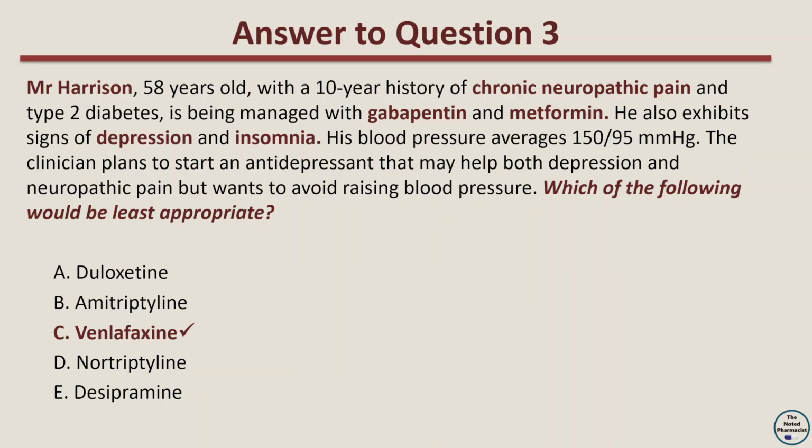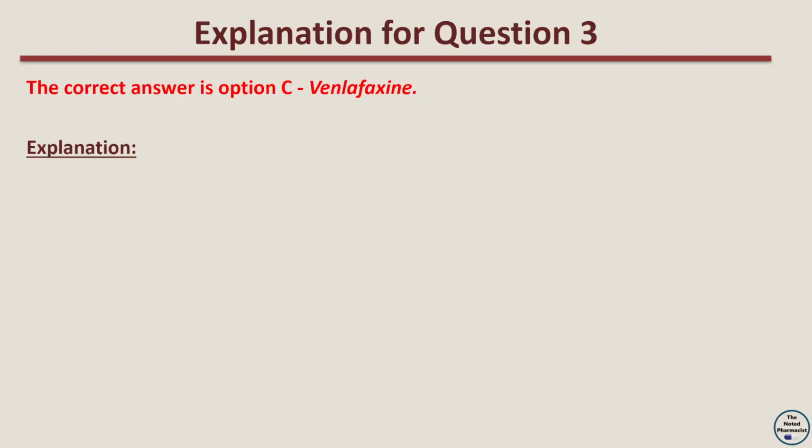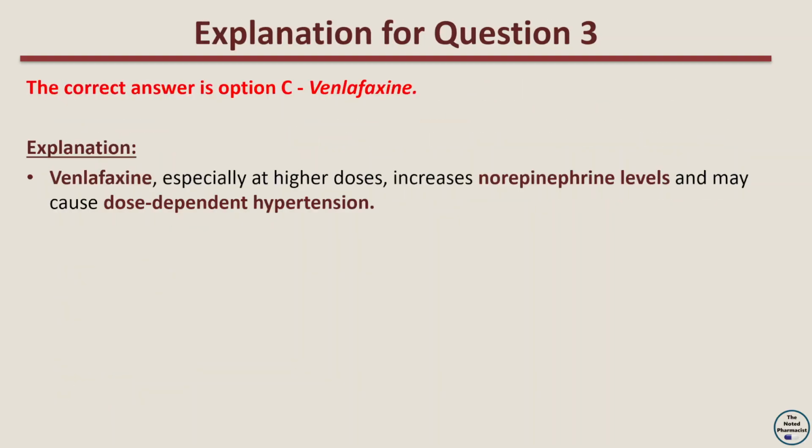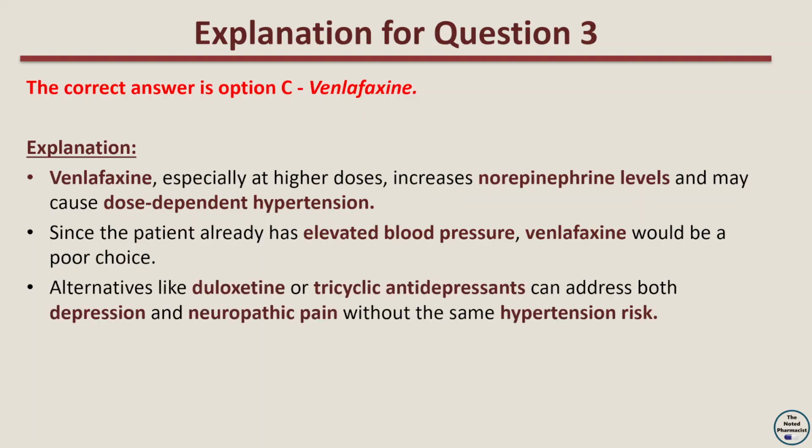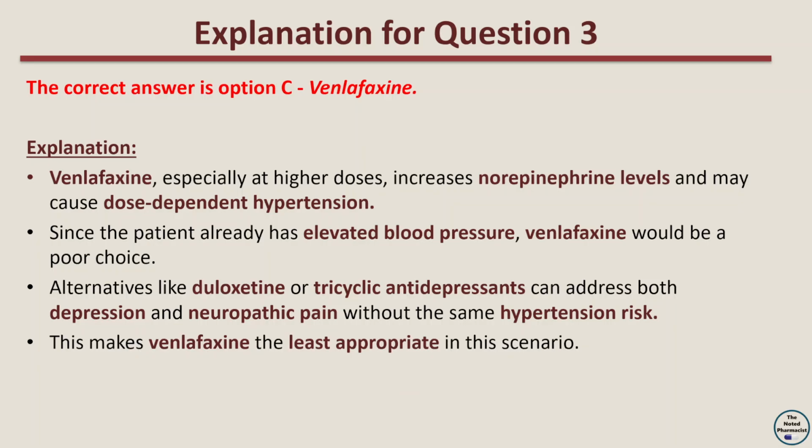The correct answer is option C, venlafaxine. The explanation is that venlafaxine, especially at higher doses, increases norepinephrine levels and may cause dose-dependent hypertension. Since the patient already has elevated blood pressure, venlafaxine would be a poor choice. Alternatives like duloxetine or tricyclic antidepressants can address both depression and neuropathic pain without the same hypertension risk. This makes venlafaxine the least appropriate in this scenario.